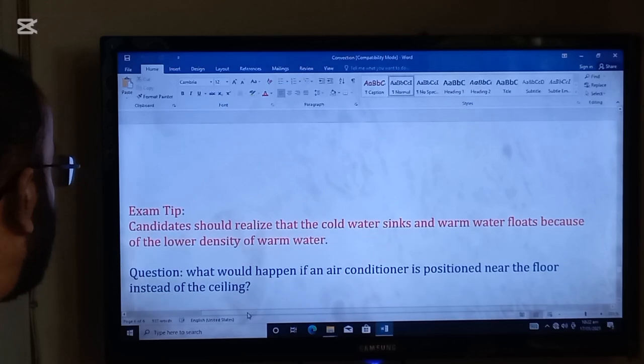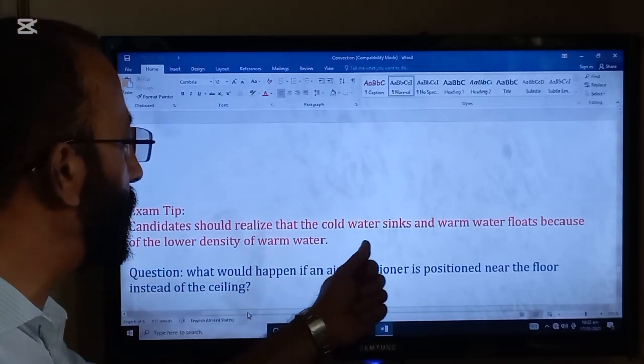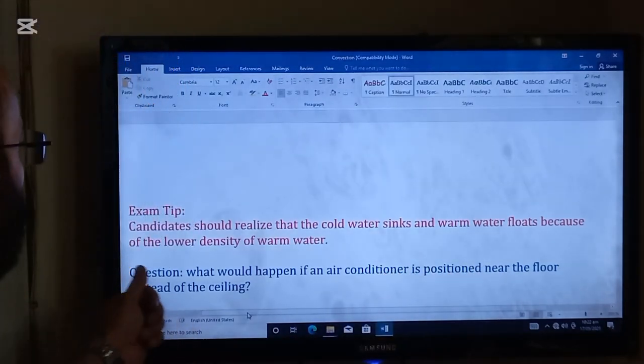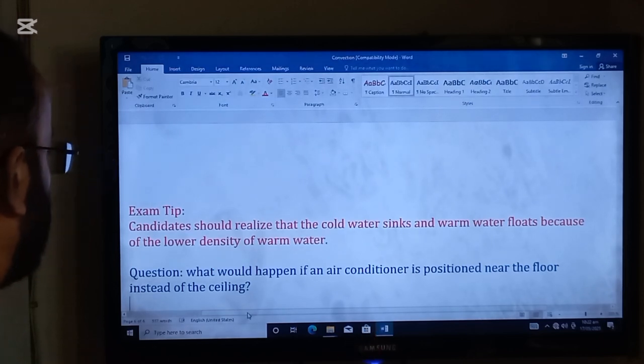Exam tip for you students. Candidates should realize that cold water sinks and warm water floats because of the lower density of the warm water.